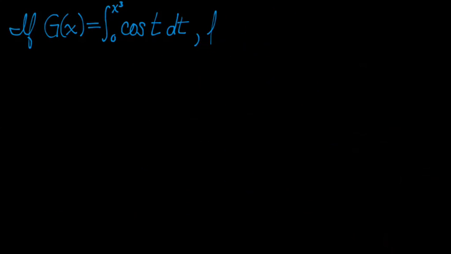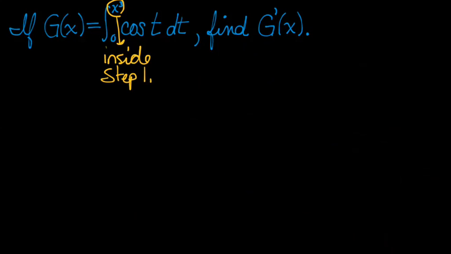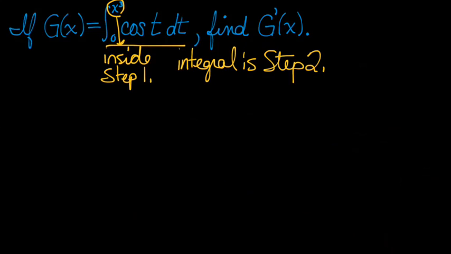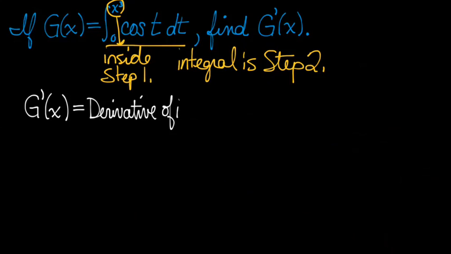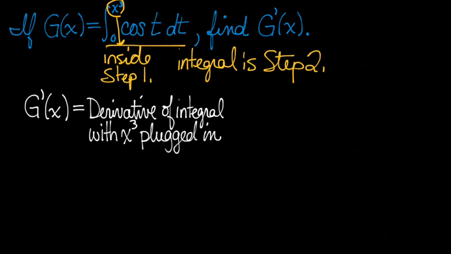This is actually what we're going to do for this problem right here. The inside function, step 1, is actually x cubed. Step 2 is finding the integral. And so g prime is going to be the derivative of the integral with x cubed plugged in. If we're really copying the other chain rule problem, we have to multiply by the derivative of x cubed.